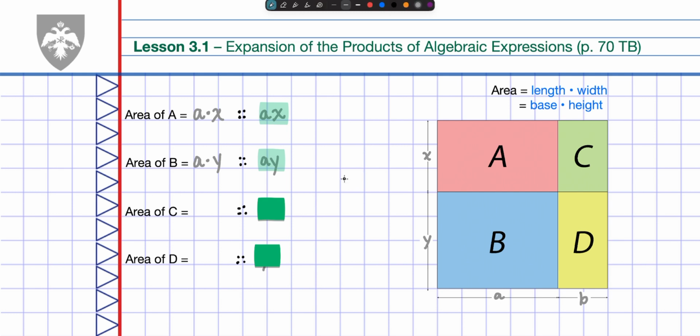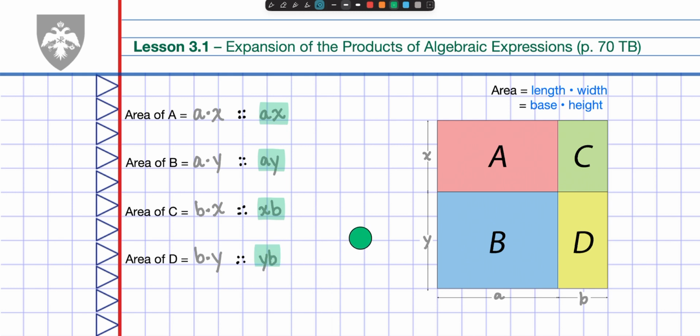Let's keep it moving. All right, let's continue on to C. If we wanted to find the area of C, what would we do? What math would we do? We would multiply the base B times its height, x. What about for D, the yellow? We would multiply the base B times its height, y. Then that would leave us with the expression xb or bx and the expression y times b or yb.